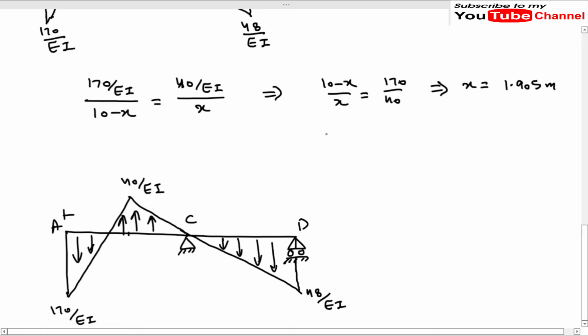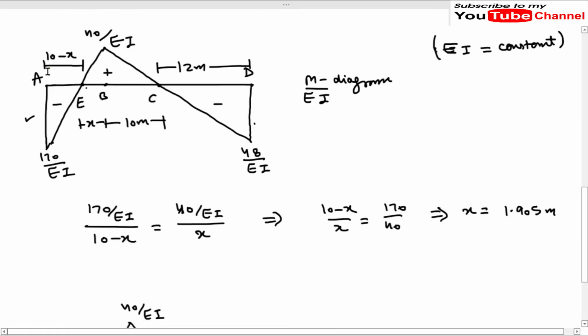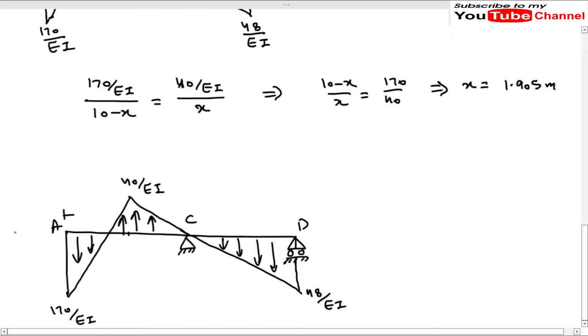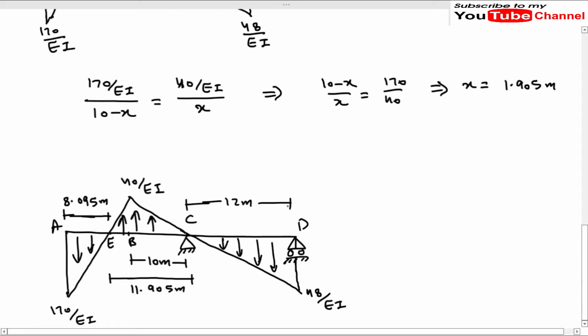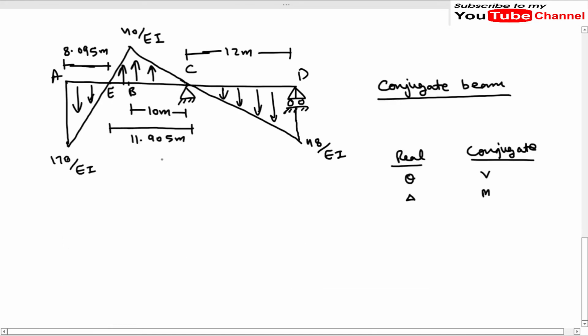As the value of x is 1.905, this length will be 10 minus x, so it will come out to be 8.095 meters, and we have called this point E. So this is our B. The total length from E to C will be 11.905 meters, and we know the length of BC is 10 meters, and the length of the segment CD is 12 meters, which is clear. So this is our final conjugate beam.